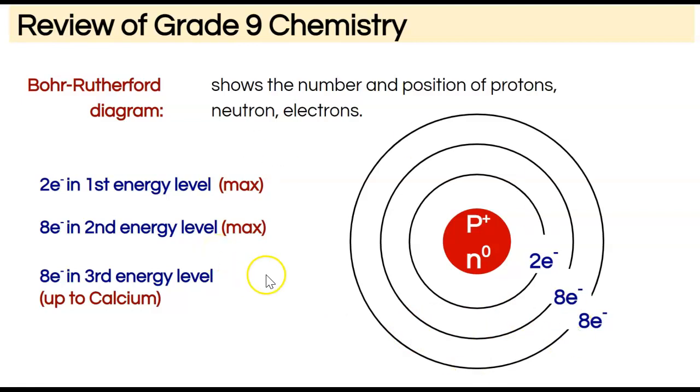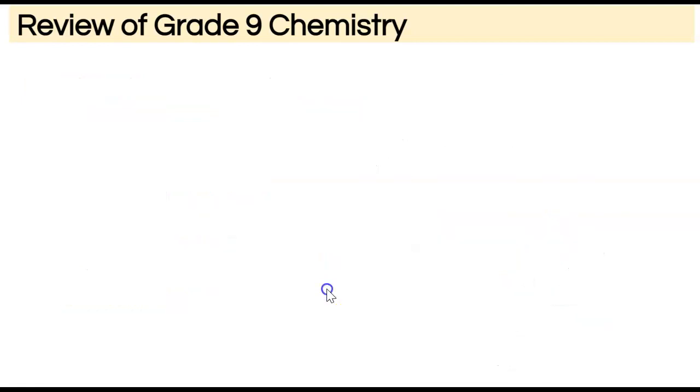Okay, let's start to practice this. We know now how to get protons, neutrons, and electrons from the periodic table. But now we're going to use that information, extract it, and start to build these Bohr-Rutherford diagrams. Okay, so let's start with nitrogen.